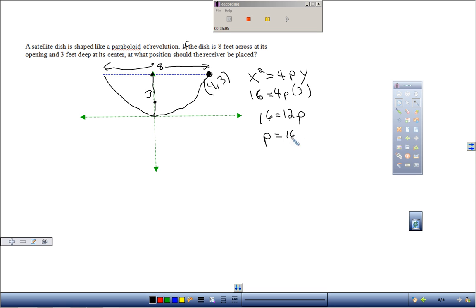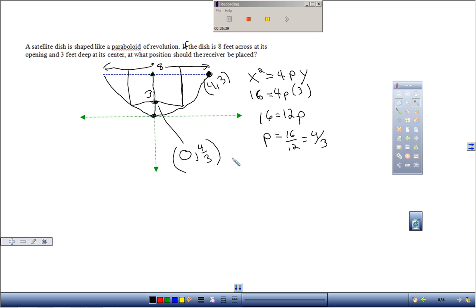equals 16 over 12, which is 4 over 3, which means that this point right here, which is the focus of your parabola, so rays are going to come in here, sound waves or radio waves, whatever they are, they're going to come in here and bounce to this focus, which is 4/3 away from the vertex. So that point right there is going to be 0, 4/3, like that. Pretty easy, right?